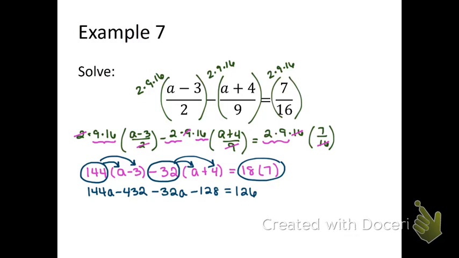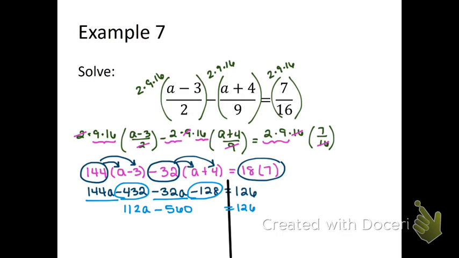Alright, so now we're just back to combining like terms. I'm going to go ahead and draw my line here, though I think I'm going to run out of room and I may have to erase and go back up some. Alright, so let's combine like terms. We got 144a minus 32a, which is 112a. We have a negative 432 minus 128, which is negative 560, equals the 126. Alright, now it's more like example 1.